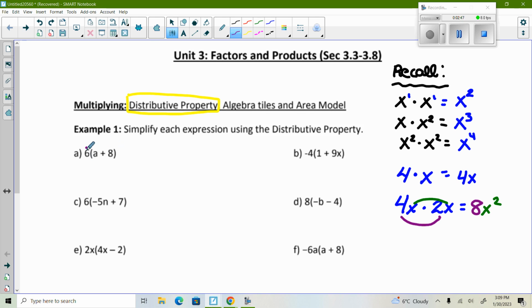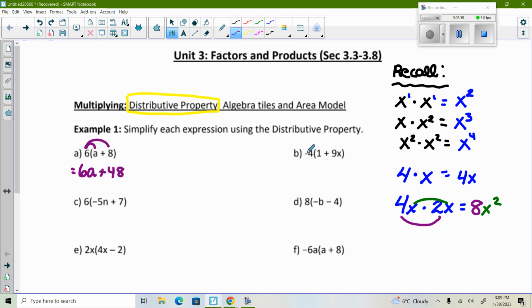So for example, I'm going to take 6 and I'm going to times it by a. With what I just did over here, that would be just equal to 6a, or 6 times a, like that. Okay? Then I'm also going to take the 6 and I'm going to multiply it by a positive 8. So 6 times positive 8 is positive 48. So I just add 48. So that's my answer. That's it. I would just say 6a plus 48. That's all you got to do.